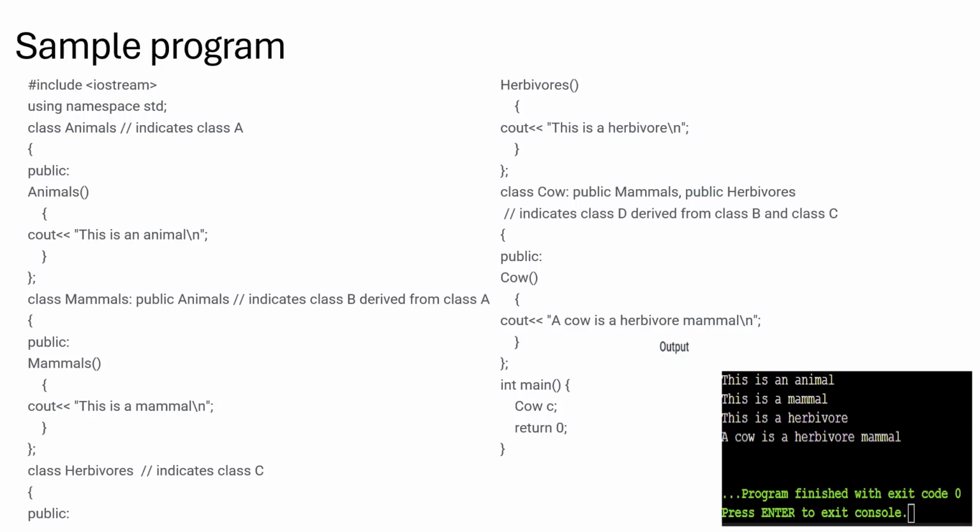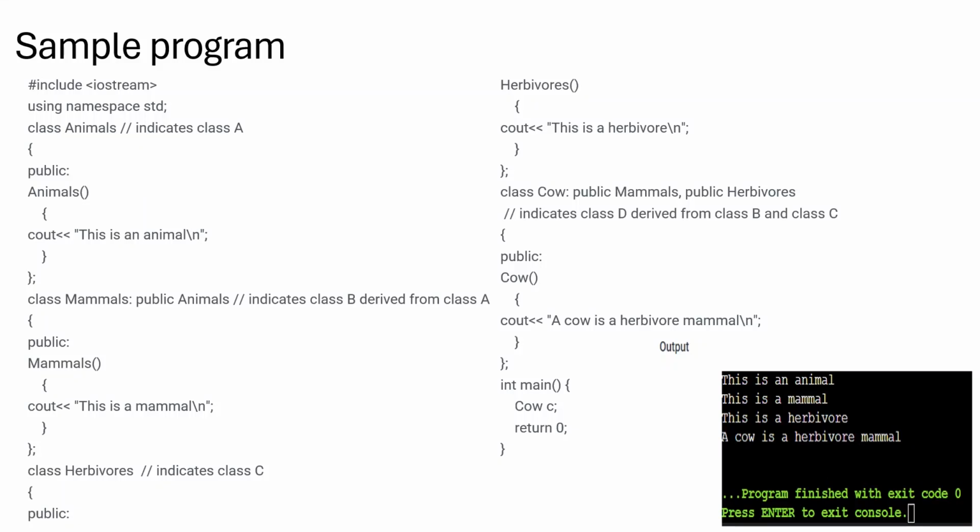Now we are deriving the class. We create another class named cow, public mammal. Mammal is the derived class, and public herbivorous. Now we are combining these two classes, which is the concept of multiple inheritance. We are inheriting these two classes in one derived class named cow. This indicates class D derived from class B and class C. The function prints "Cow is an herbivorous mammal".